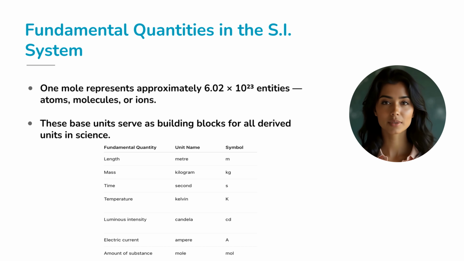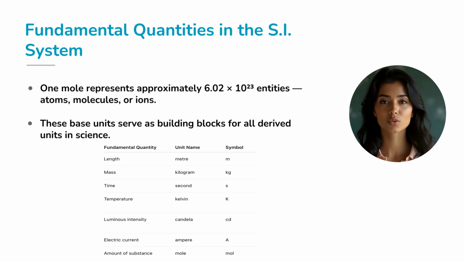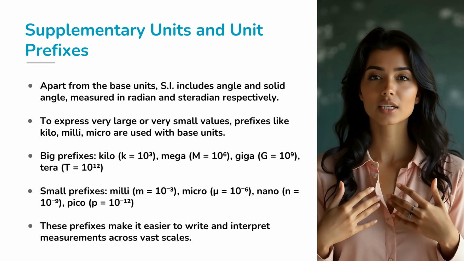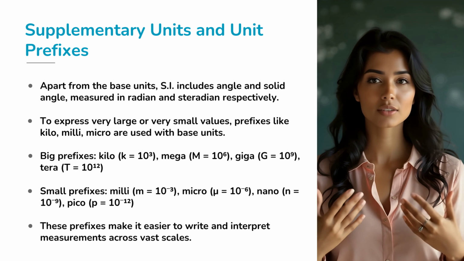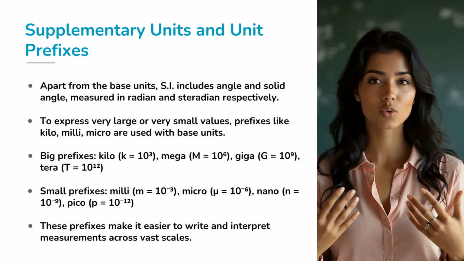1 mole equals approximately 6.02 times 10 raised to the power 23 particles, such as atoms, molecules, or ions. These units are the foundation upon which all other measurements, like pressure, energy, and concentration, are built. Each is like an atom of the measurement world, and from them we construct everything else. Beyond these core units, the SI system also includes supplementary units for angles, radian for plane angle and steradian for solid angle, which become important in wave and quantum chemistry.